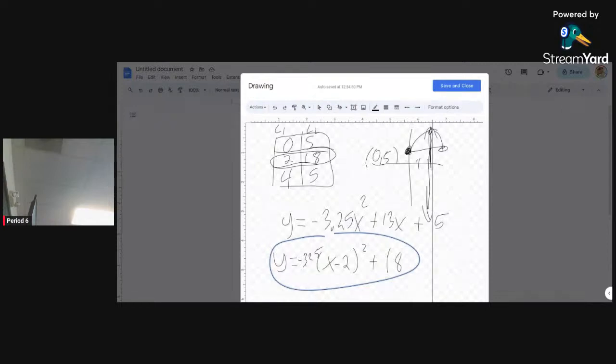Second answer is called vertex form. Now, what I want to do is I'm going to show you two more things real quick.